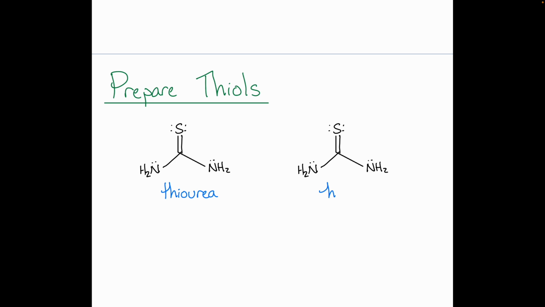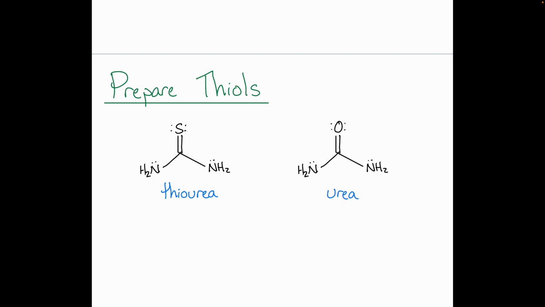All right, thiourea is what we get if we take regular urea, which has an oxygen, and replace that oxygen with a sulfur. Urea plays a super important role in organic chemistry.